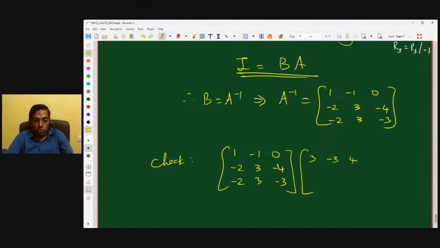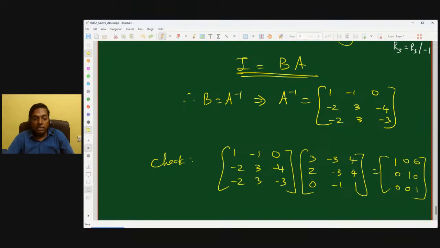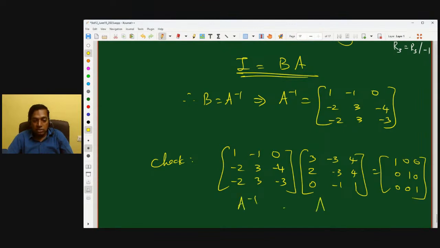3 minus 3, 4, 2 minus 3, 4, and 0 minus 1, 1 is 1 0 0, 0 1 0, 0 0 1. Let's check. 1 into 3 minus 2, 1, minus 3 plus 3, 0. So I'm just checking that you are actually getting the identity if you multiply. So this is A inverse times A is I. Okay. I know we took quite a bit of time, but there is no shortcut for the row operations. Okay.